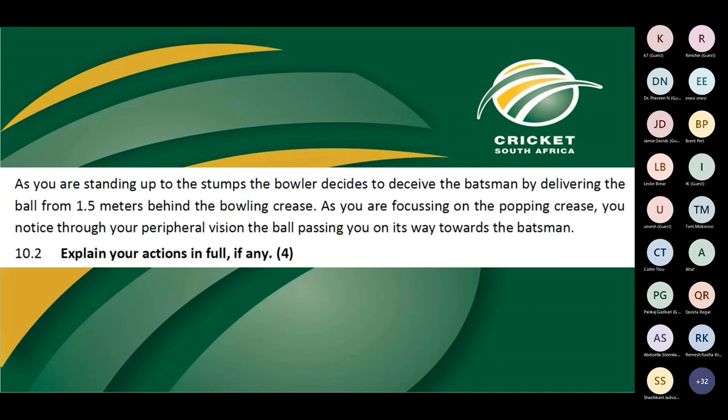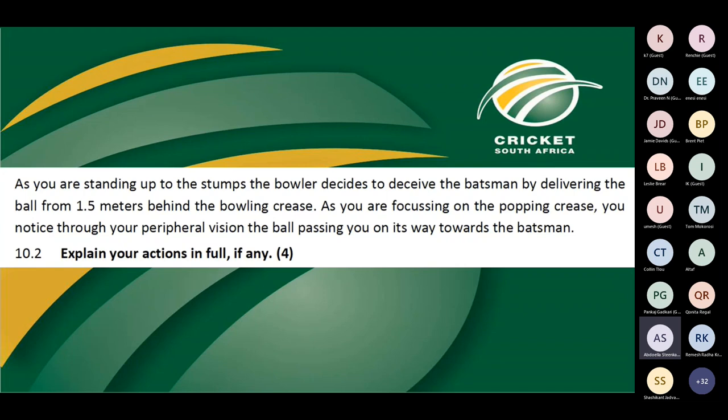So as you are standing up to the stumps, the bowler decides to deceive the batter by delivering the ball from 1.5 meters behind the bowling crease. As you, as the umpire, are focusing on the popping crease, you notice through your peripheral vision that the ball is passing you on its way towards the batter.